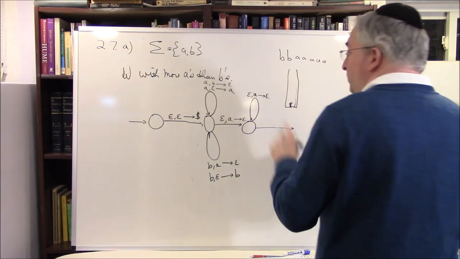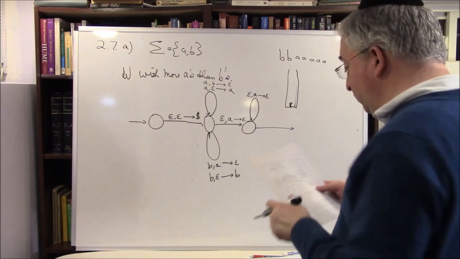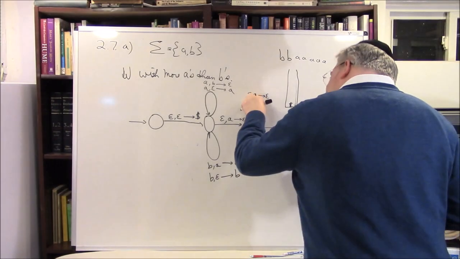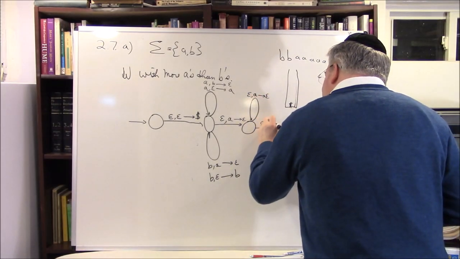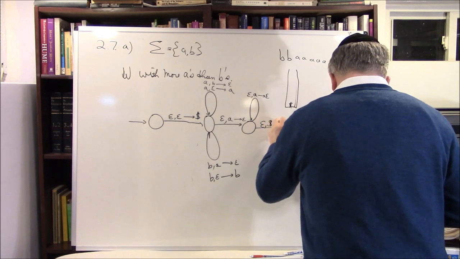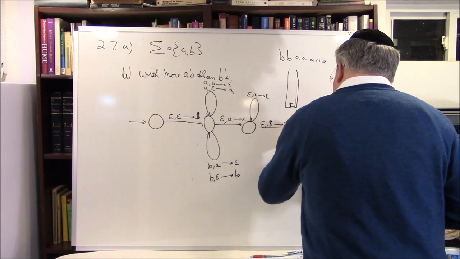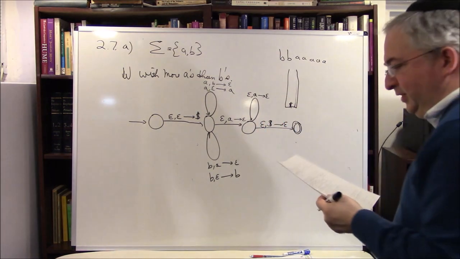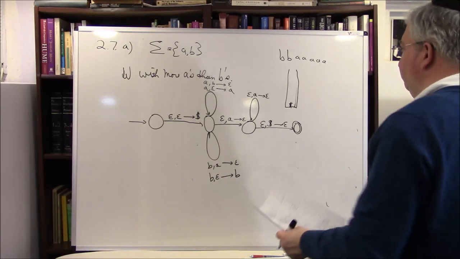Okay, fine, but one second. What's the one thing we always have to do? We have to empty out. Not only do we have to empty out the other A's, but we also have to empty out the dollar sign. And that is an accepting state. Great. Let's try some possibilities.